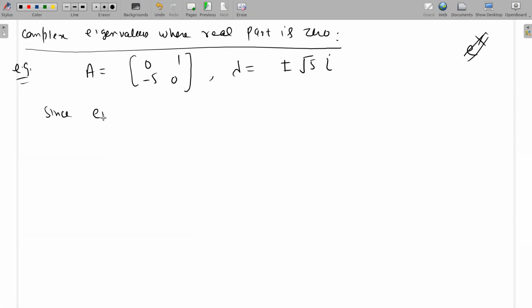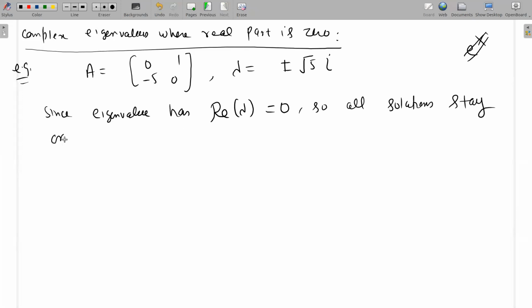Okay. So since eigenvalue has real part equal to 0, all solutions stay on a circle. सर्कल की पैरामीट्रिक फॉर्म बन जाएगा sin cos. So they stay on a circle. So in that case, critical point which is 0, 0 is called center.